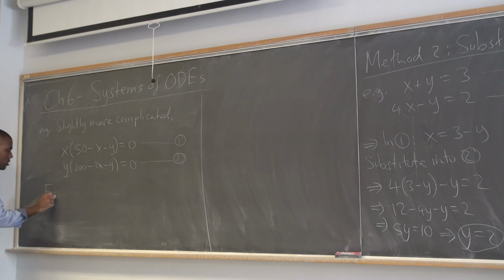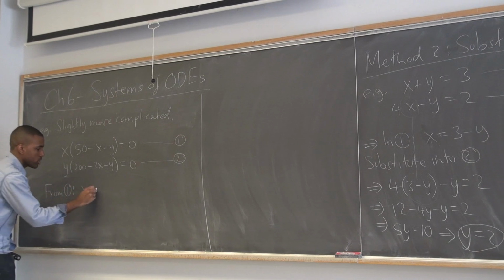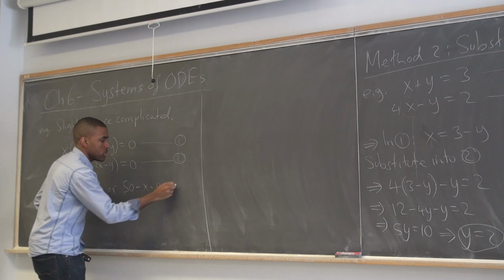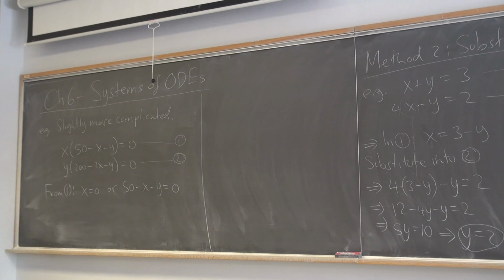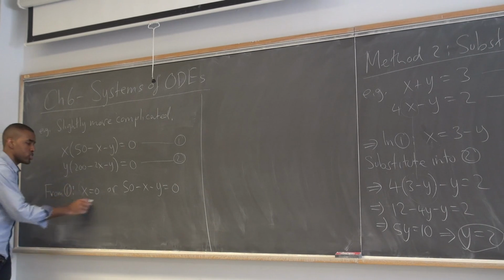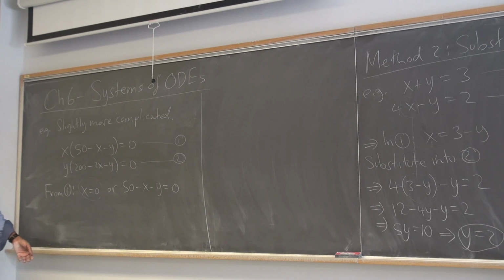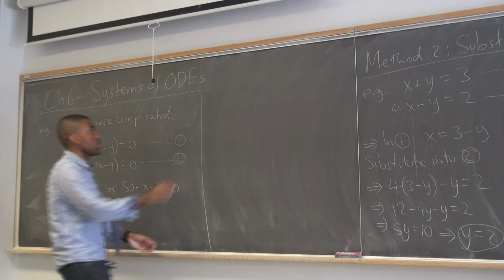Say from 1, what do we know has to be true? Well, x equals 0, or 50 minus x minus y must be equal to 0. Right? This equals 0 means one or the other has to be 0. So now this becomes two cases, right? What if this is true? What would happen? And what if that is true? What would happen? And we deal with them one case at a time.